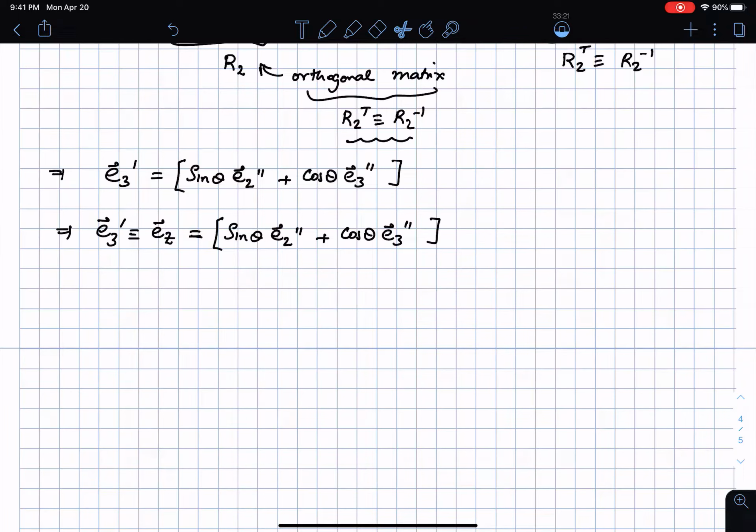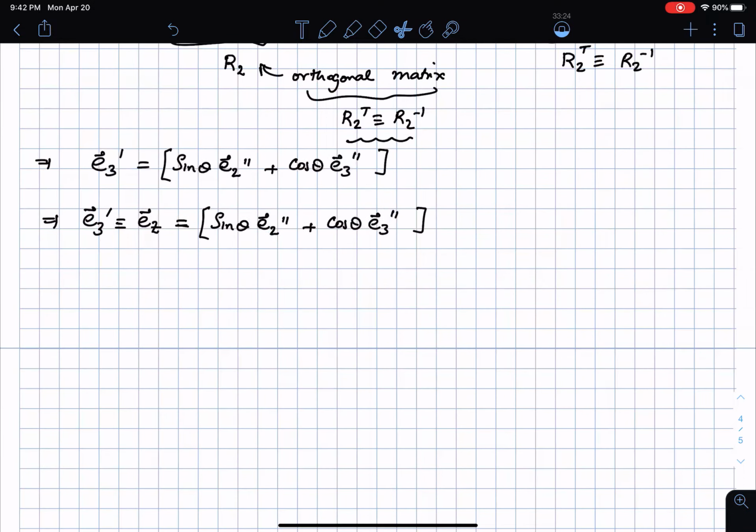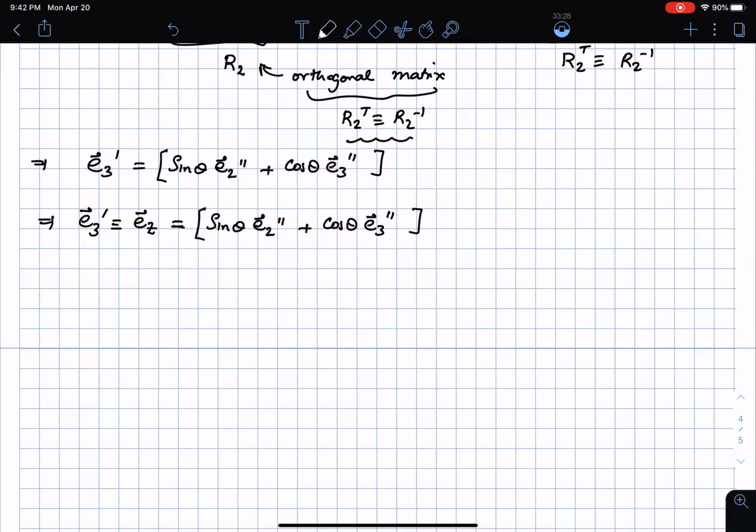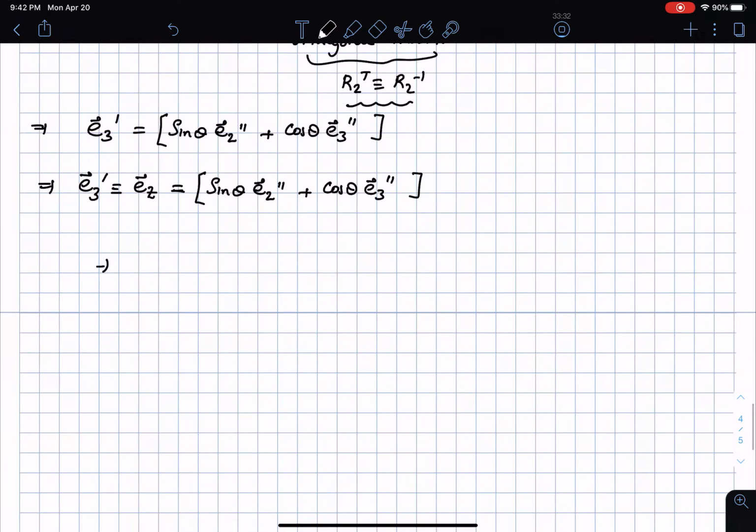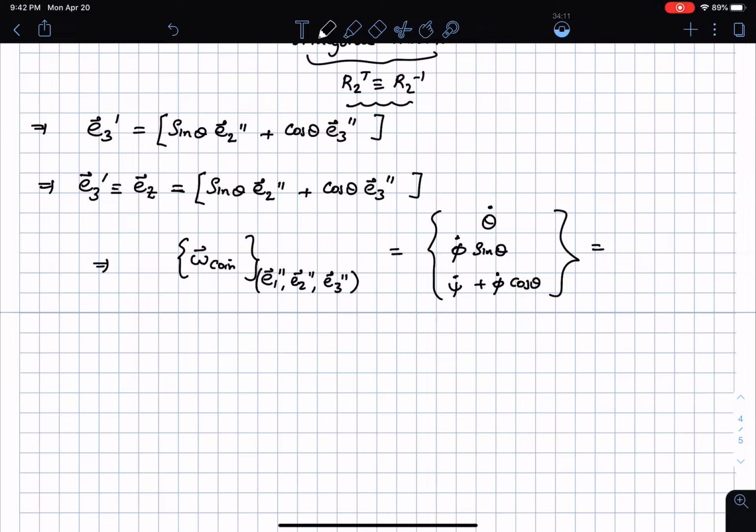All right, and so this tells me the following. If I take these and scoot them up a little more, this tells me that omega of the coin, if I write it in the form of a column vector, with respect to the E1 double prime, E2 double prime, E3 double prime coordinate frame is the following. This is going to be theta dot, because that's the only component in the E1 double prime direction. Then I'm going to have phi dot sine theta, and then lastly I'm going to have psi dot plus phi dot cos theta. I'm just going to call this, for convenience, omega of the coin in the double prime coordinate frame.